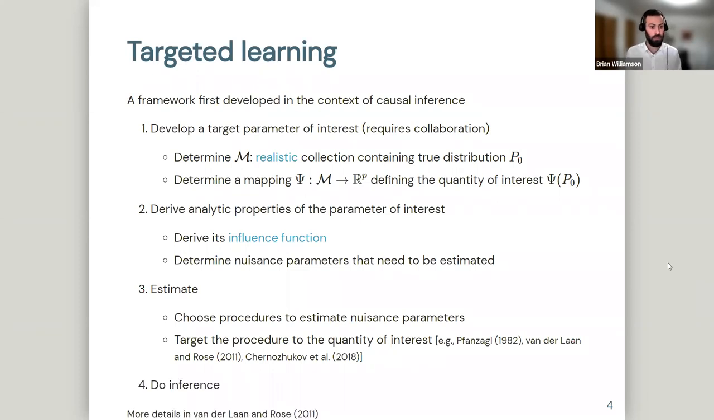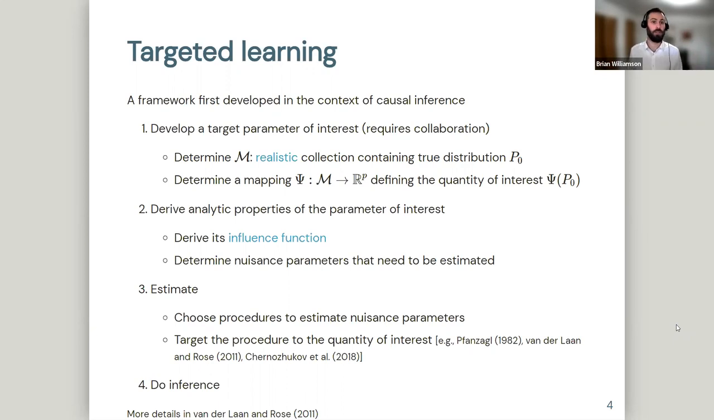And then finally, once you've estimated your parameter of interest, you can do inference on it. And all of these steps and details are given in this reference, this book by Mark van der Laan and Sherri Rose, which is a super good reference for targeted learning in general. And this general framework applies to any parameter that you might be interested in. And again, it maps this idea of encoding knowledge about the population, figuring out the target parameter that you're interested in, and then figuring out how you're going to estimate that parameter.